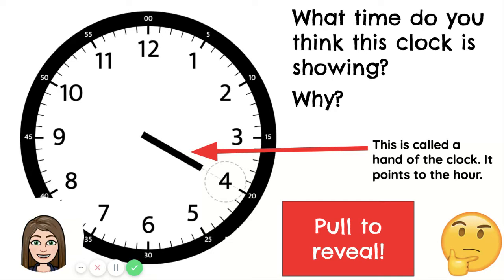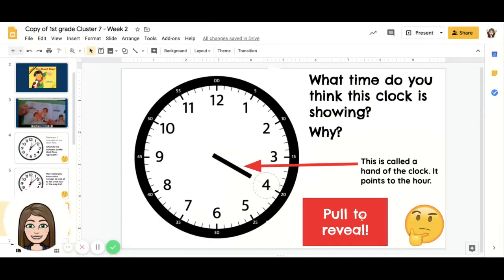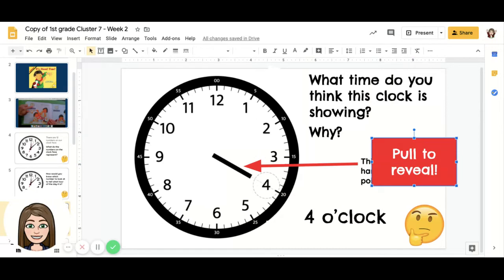Nice job. So, if you saw an analog clock with an hour hand pointing to this number, what time would it be? How do you know? Turn and tell someone near you. Okay, boys and girls, it's time to pull to reveal. The actual time shows that it is 4 o'clock.